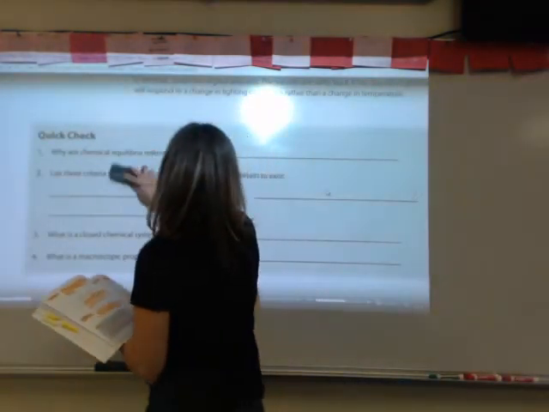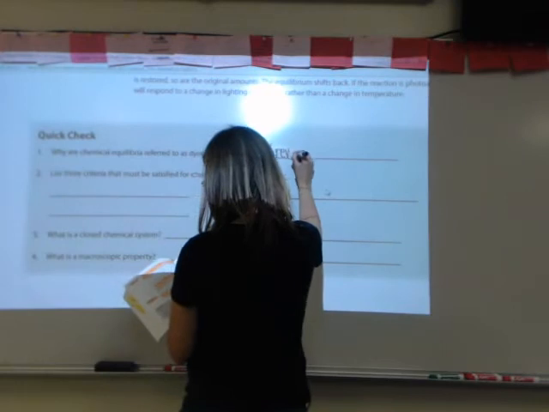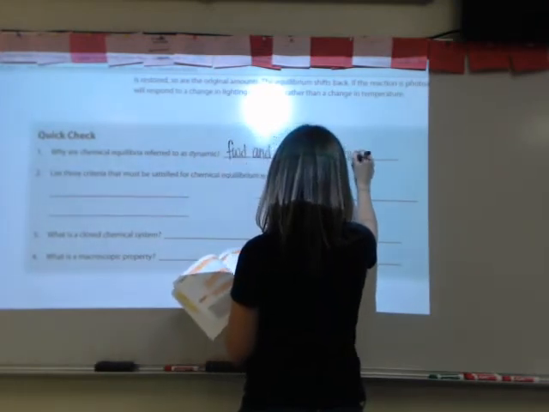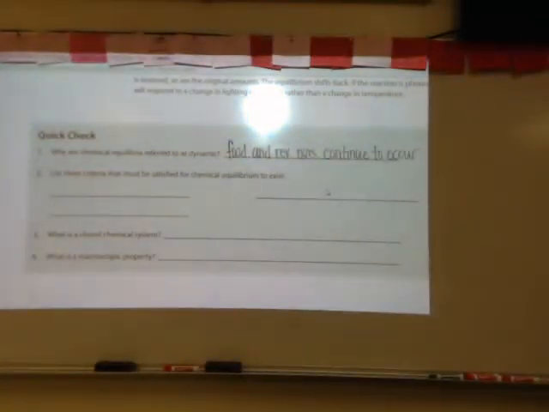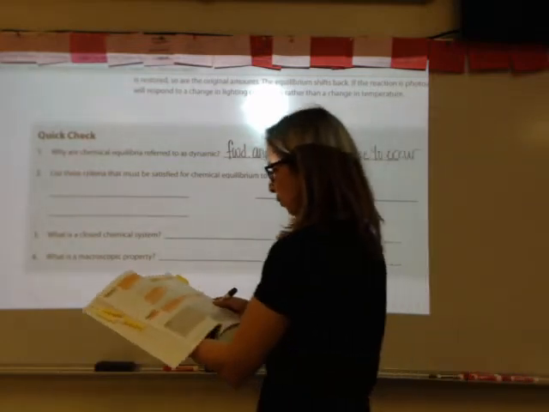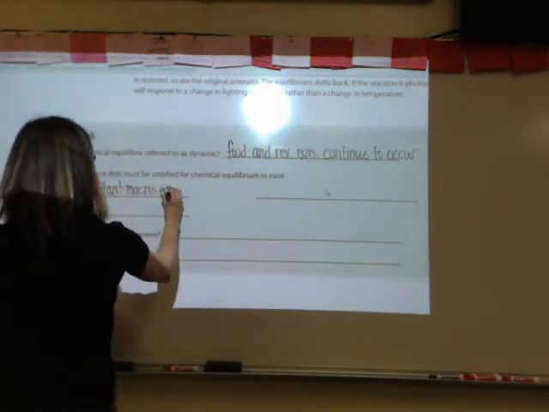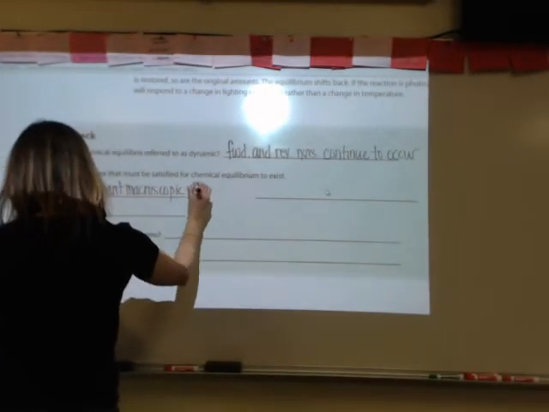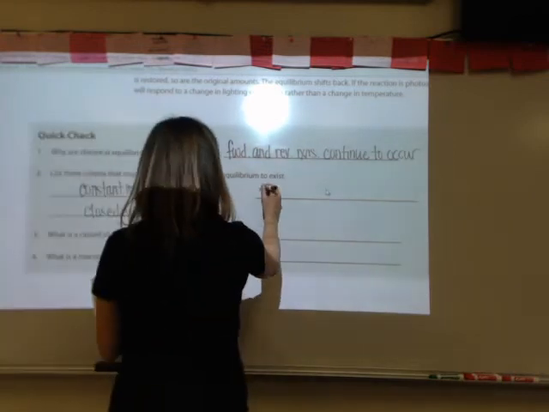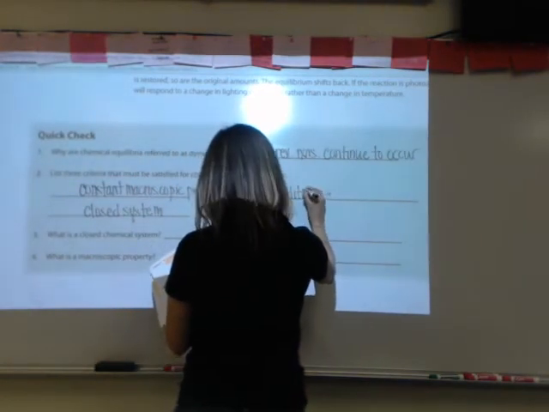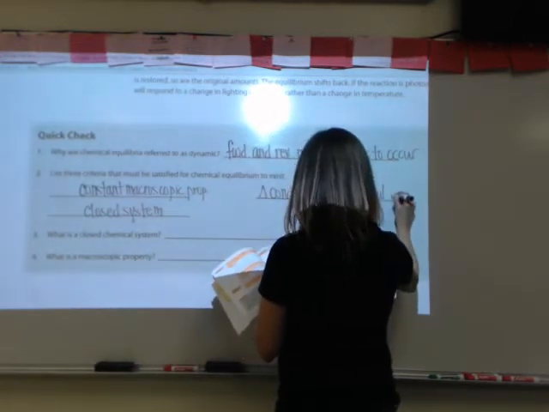It says, why are chemical equilibria referred to as dynamic? That's because the forward and the reverse reactions continue to occur. Number 2 lists 3 criteria that have to be satisfied for chemical equilibrium to exist. Number 1, we have to have constant macroscopic properties. Number 2, we have to have a closed system. Number 3, we have to change conditions and see a shift in equilibrium.